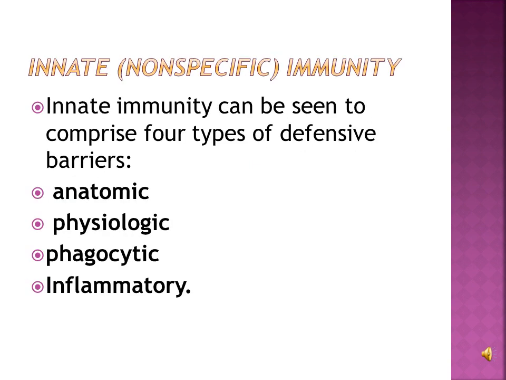Now onwards, we will talk about the barrier systems present in innate immunity. Innate immunity comprises four different types of defensive barrier systems. They are, respectively, the anatomic barrier, physiologic barrier, phagocytic barrier, and inflammatory barrier.